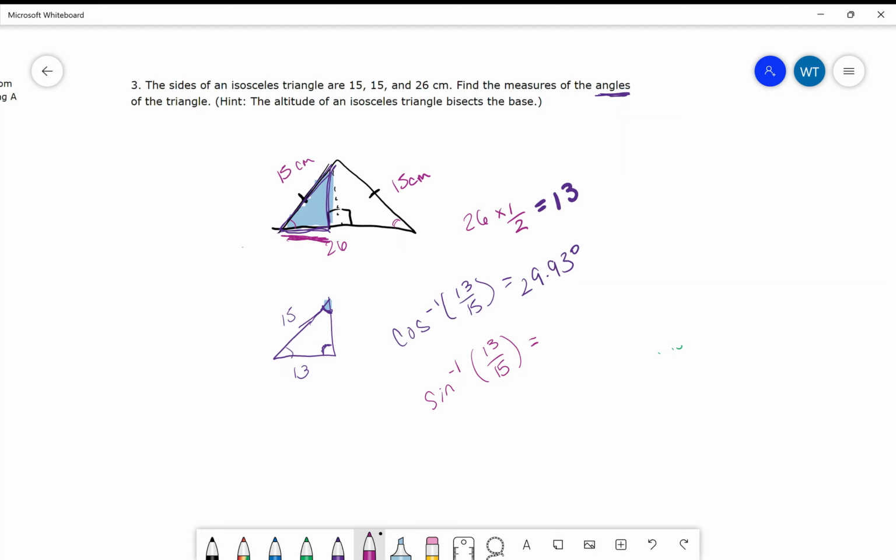So it's sine inverse, 13 divided by 15. We get 60.07 degrees. And because that's going to be added together to get that angle, because we took half of it, remember? It's going to be 60.07 plus 60.07. And then we got 120.14 degrees. And there you go. That's pretty much it. If you have any questions, please feel free to message me.